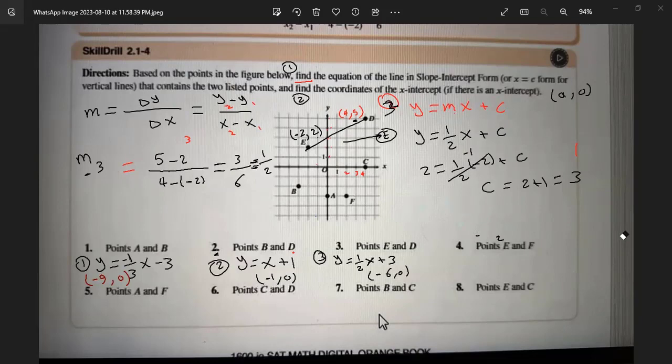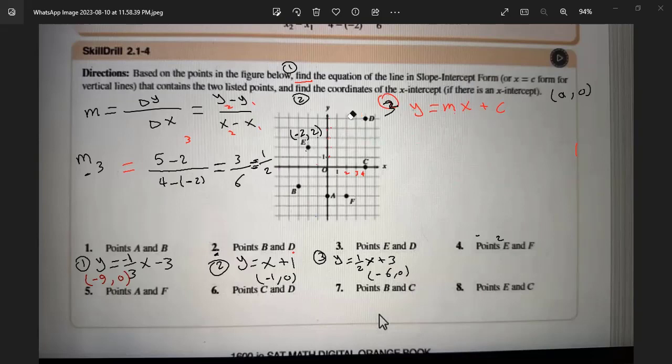Number 4, we have point E and point F. Point E, we still need E here, and point F. We have to check F. F is here: x equals 2, y equals -1, -2, and -3 here on y.